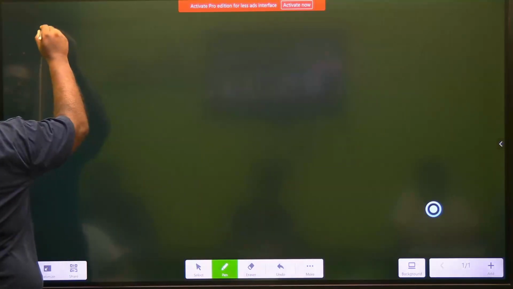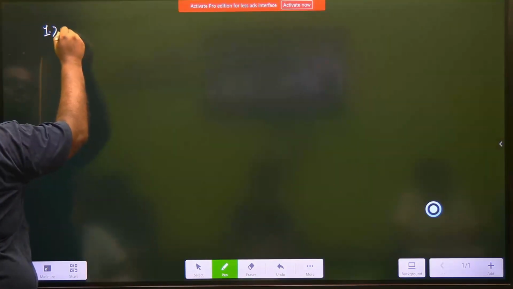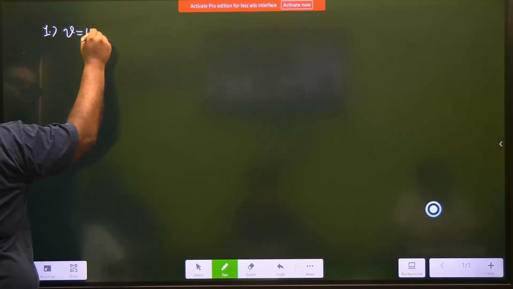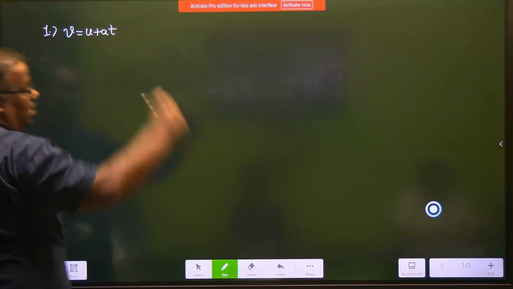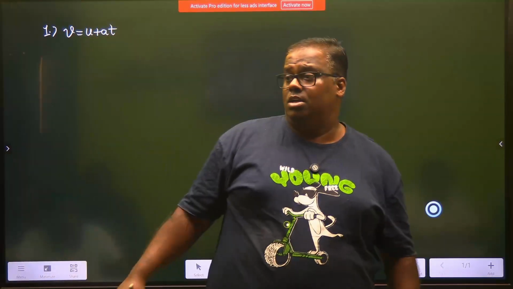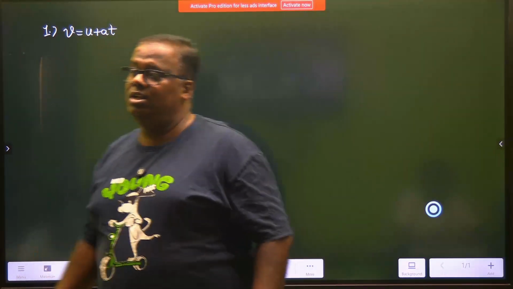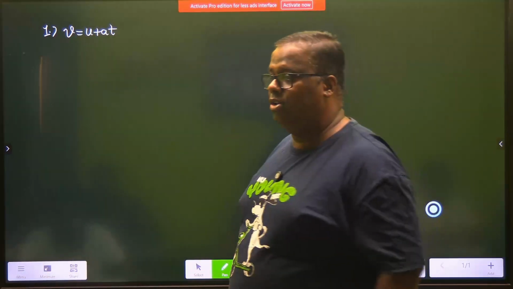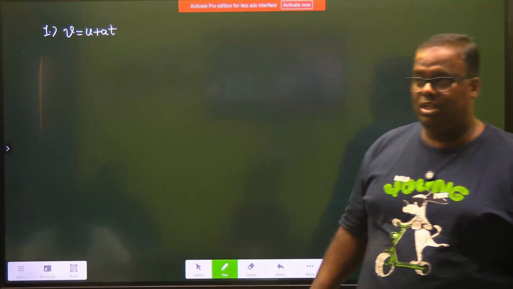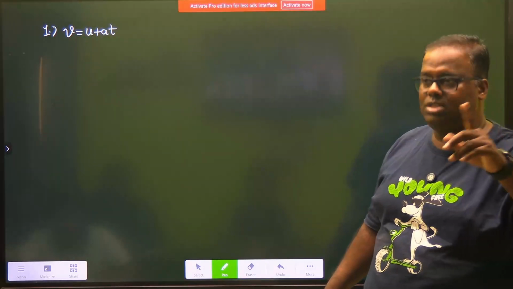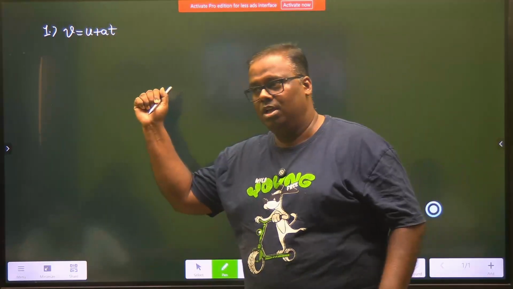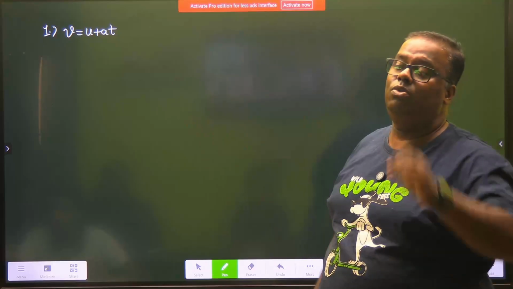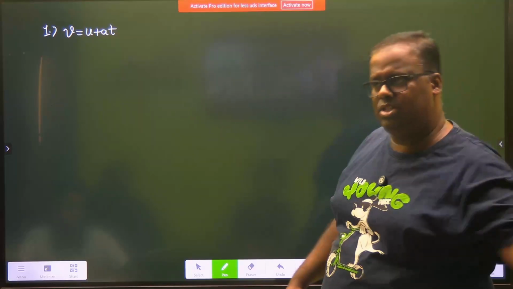Okay. So recap. Number one, once again, these are very important. The first equation of motion is V equal to U plus AT. We have changed the chapter's name from motion to uniformly accelerated motion in a straight line, and all these equations are called the SUVAT equations. They are applicable only when the acceleration is uniform, which it will be. In all these chapters of grade 9, you will hear only one value of A, meaning acceleration is constant.